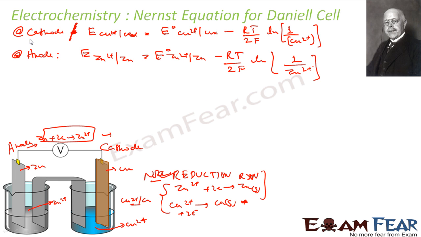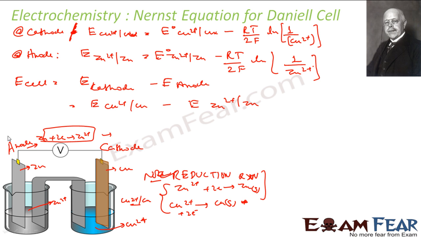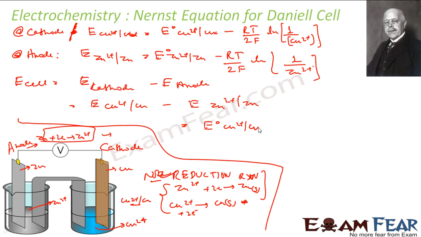So we have the value of E for both cathode and anode. If you want to find the cell potential, E cell is nothing but E cathode minus E anode. Let's subtract these values. E cathode is E of Cu2+ to Cu, minus E of Zn2+ to Zn. Correct? What is the value of this? E of Cu2+ to Cu is E naught Cu2+ to Cu minus RT by 2F ln 1 by Cu2+, minus this value E of Zn2+ to Zn. This is equation 1, this is equation 2.